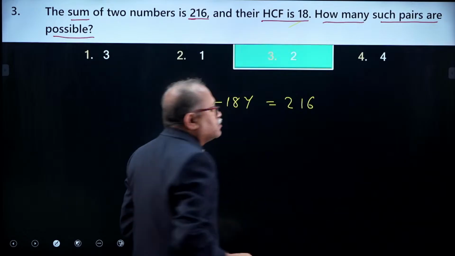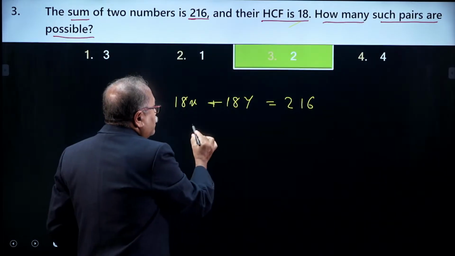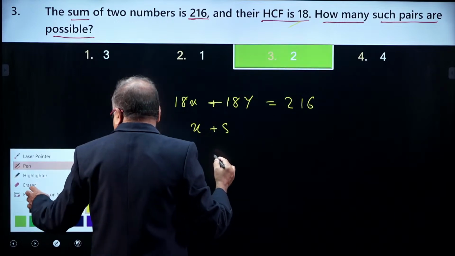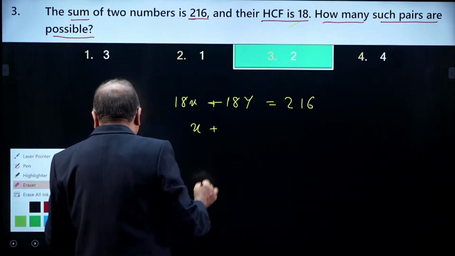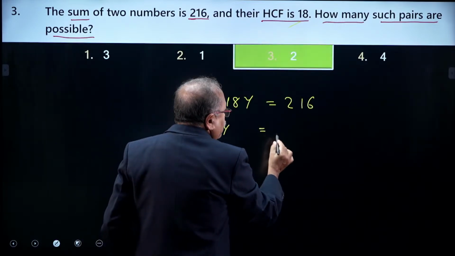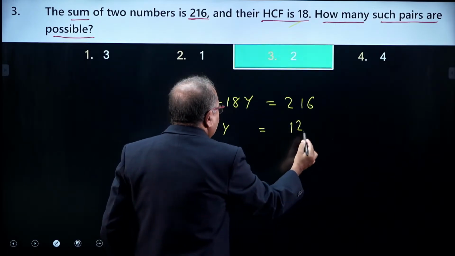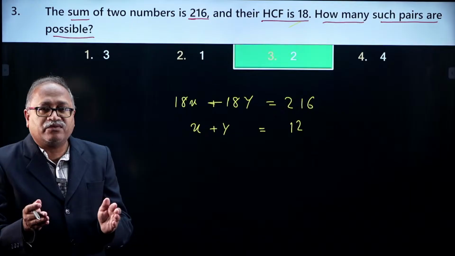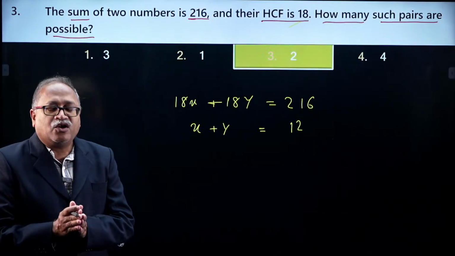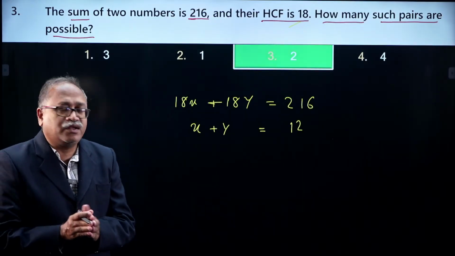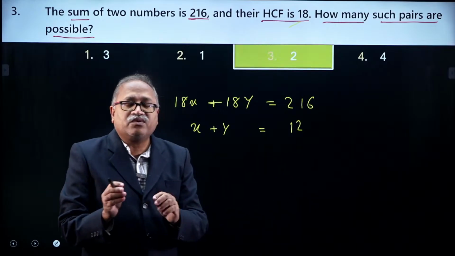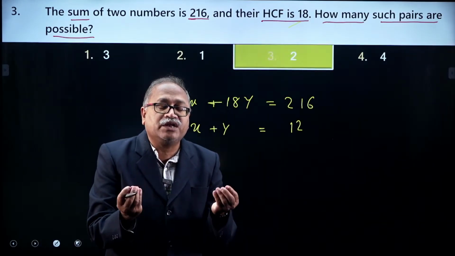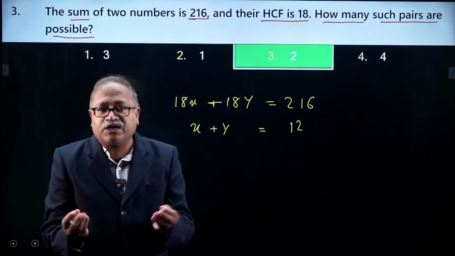So answer the question nicely. What will be x plus y? 18 is common, and 18 is common. Remove the 18 and take x plus y. Then you get x plus y is 12, where x and y are co-prime. That means x and y have no common factor. How many such pairs are possible where x plus y is equal to 12, where these two numbers do not have any common factor? In other words, they are co-prime.